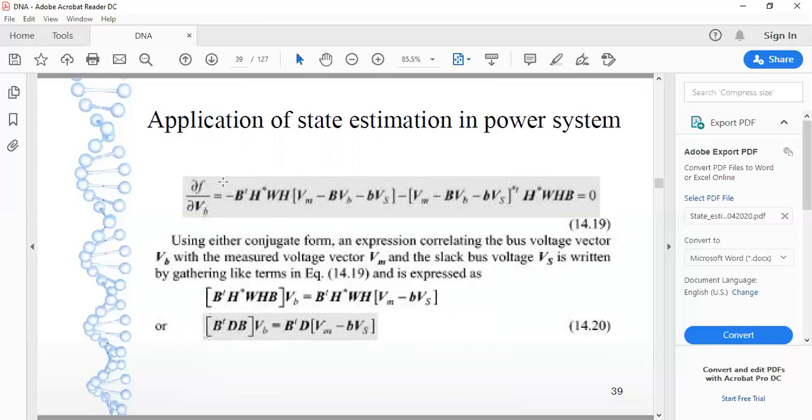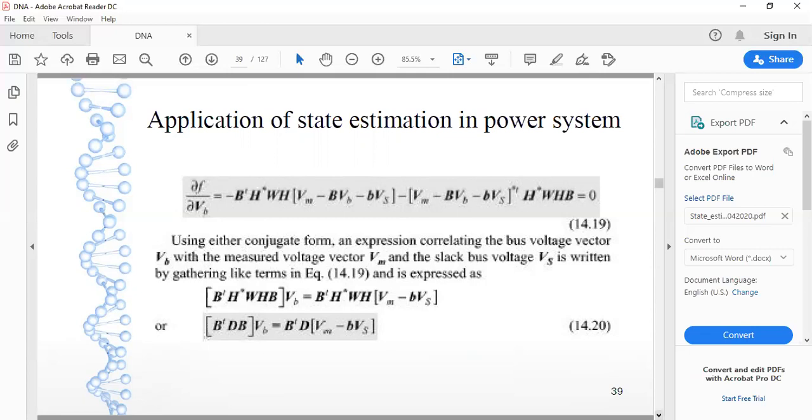If we calculate further, then by reshuffling a few terms, we can easily determine B transpose D into B into Vb, the bus voltage, equals B transpose D into Vm minus b into Vs, where D is nothing but just like G. It is H transpose W into H. So keep this in mind: in a simple circuit you have to determine the value of G, while in the case of a power system you need to determine the value of D. Both are equal to H transpose W into H. So by this formula, we can easily derive this value.